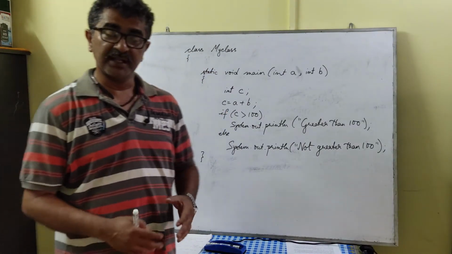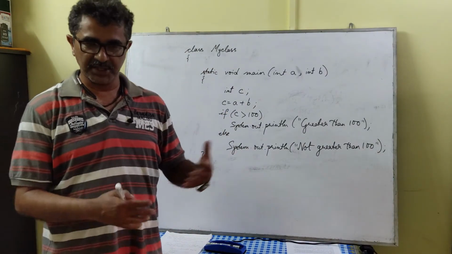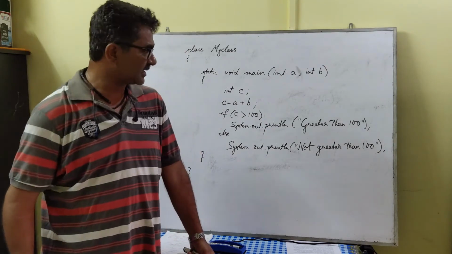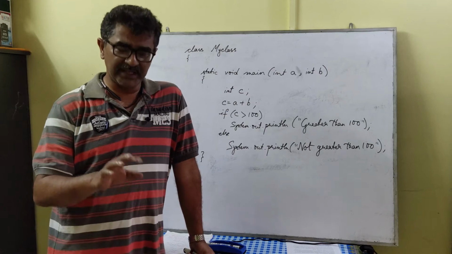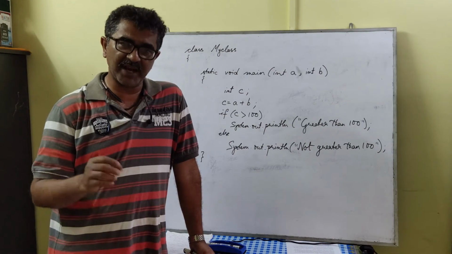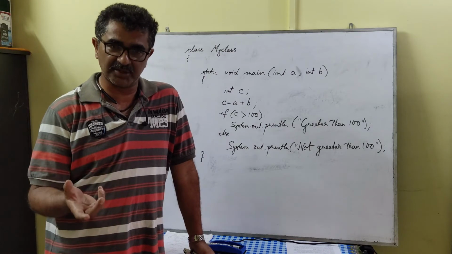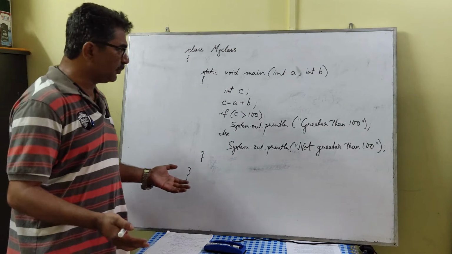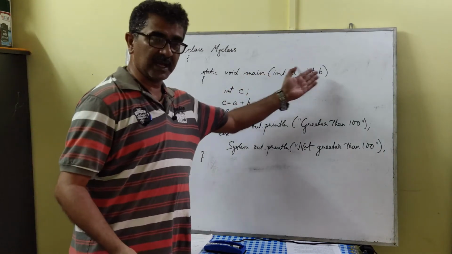Now, let us look at an example that involves conditional structures, if-else. In this particular program, which we are going to discuss, I take two integers as input and then find their sum and check whether their sum is greater than 100 or not. So here, to keep things simple, we have taken parameterized input A and B.